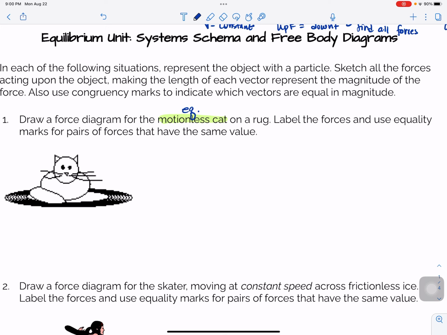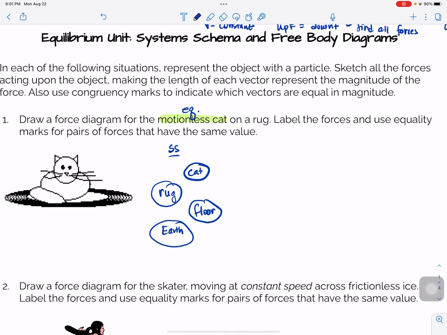So first we want to start with a system schema. So if you did not do schema for 1 through 5, definitely do them for the remaining ones. So our schema, we've got a cat, we've got a rug. We're going to assume that there's a floor. And we're also going to assume that we are on Earth, that the cat is not floating somewhere out in the universe.